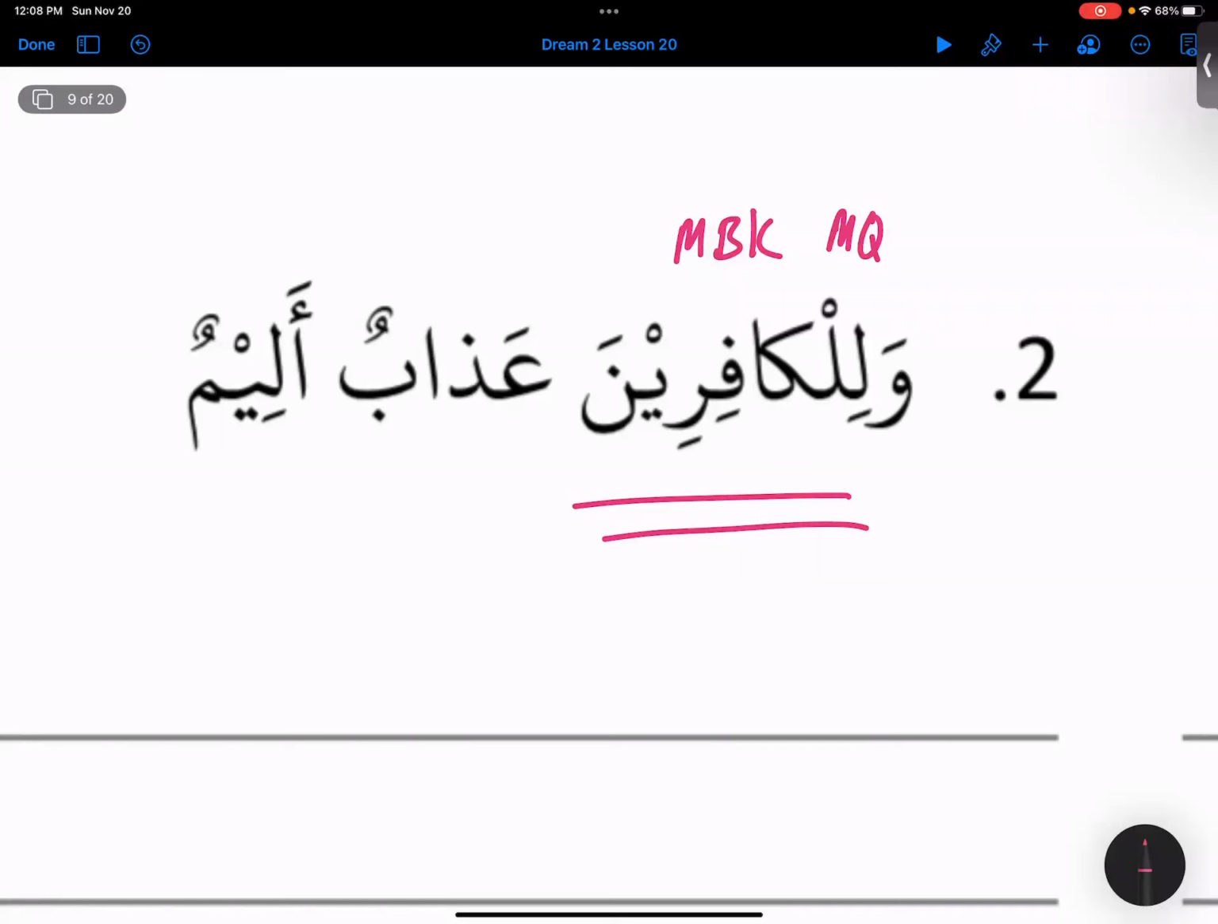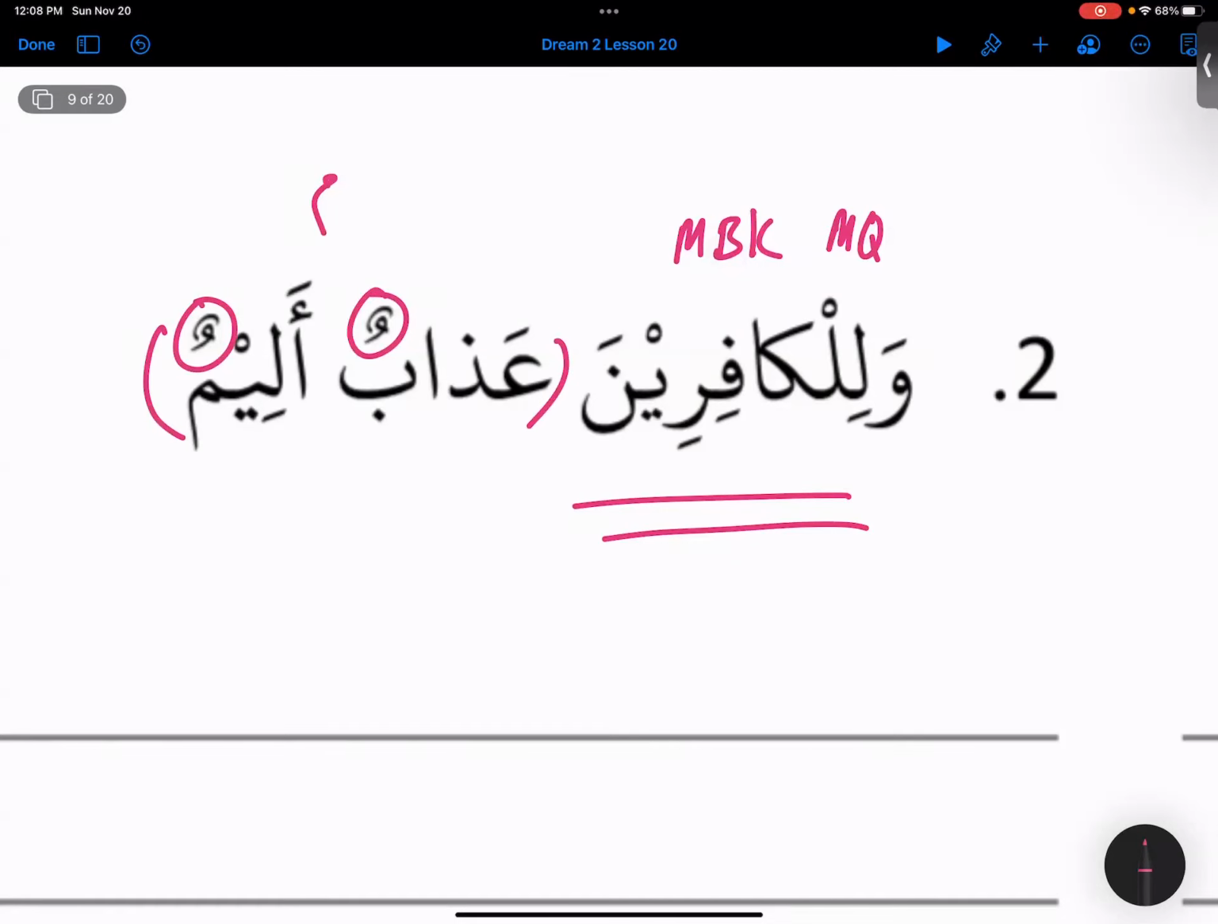Walil kafirina, that's going to be khabar muqaddam. Adabun alimun, this is adabun alimun, and that's the mubtada. And this mubtada, what is the construction? Mawsuf and sifa. The mawsuf and sifa construction is coming as a mubtada, and it is common here.